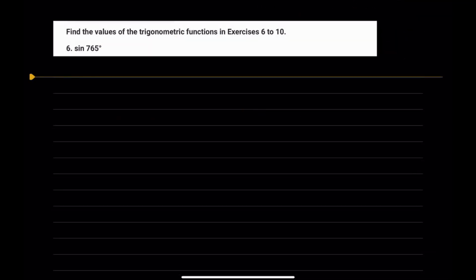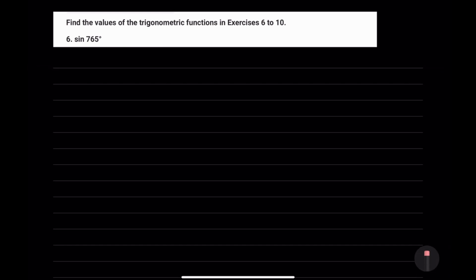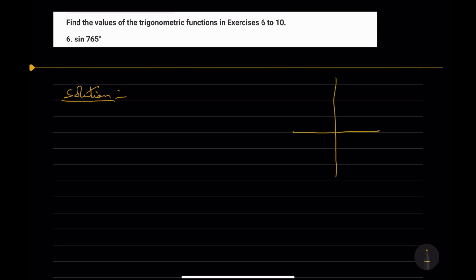In the sixth problem, from 6 to 10, we have to find out the values of the trigonometric functions. In this we can see we have to find out sine 765. What is the solution for this? We'll see. Sin x repeats after an interval of 2 pi, that is 360 degrees. So here, if this is the x-axis, x dash, y dash, we know that this is 0 degrees, this is 90 degrees, this is 180 degrees, and this is 360 degrees. I'm sorry, this is 270.